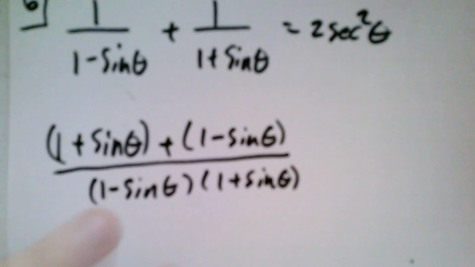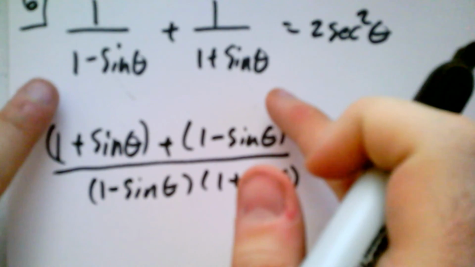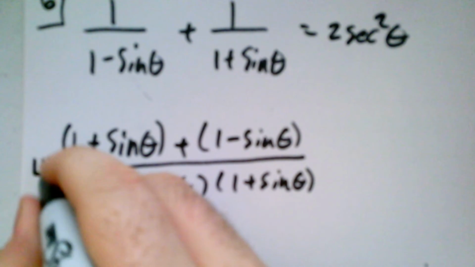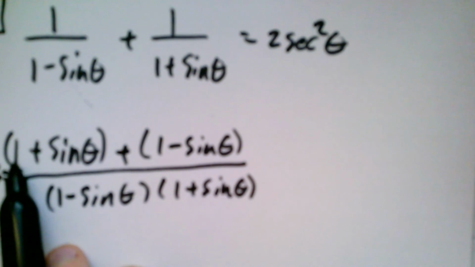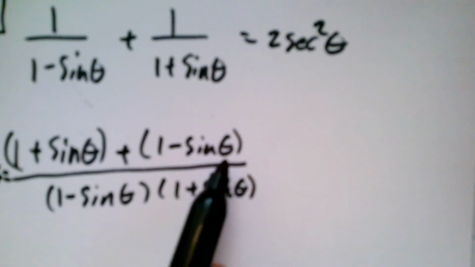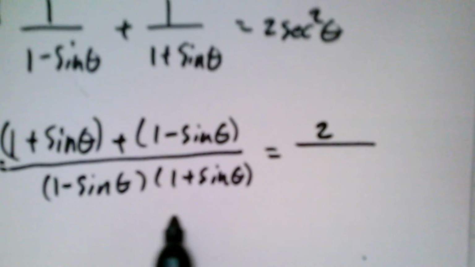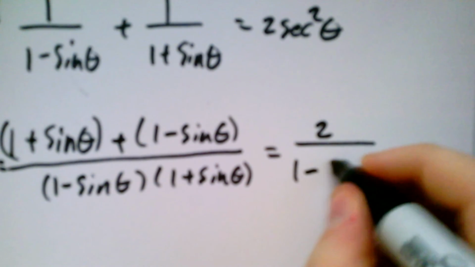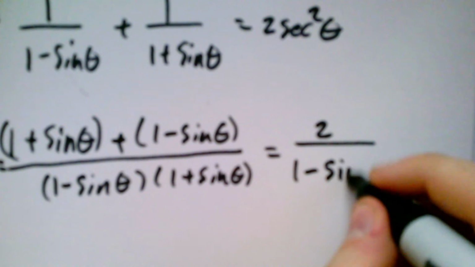So this is my new fraction. It's equal to the left-hand side of this supposed equation here. So I'm going to write that. Left-hand side equals this. Well, now I can combine terms. I have this sine theta minus sine theta, so I get just a 2 on the top. And I can multiply this in the bottom. I get 1 minus sine theta plus sine theta minus sine squared theta. The plus sine theta and the minus sine theta cancel, so I'm left with 1 minus sine squared theta in the denominator.